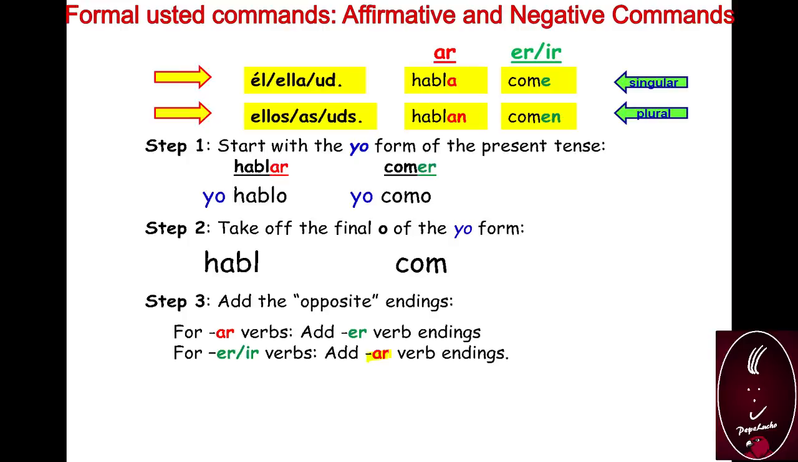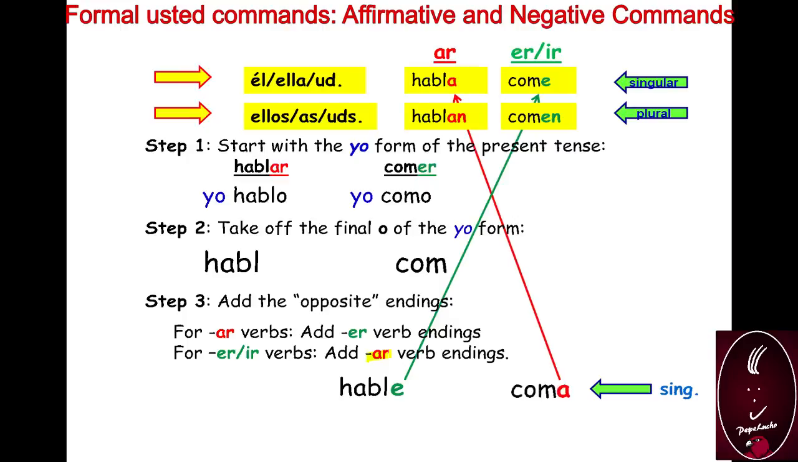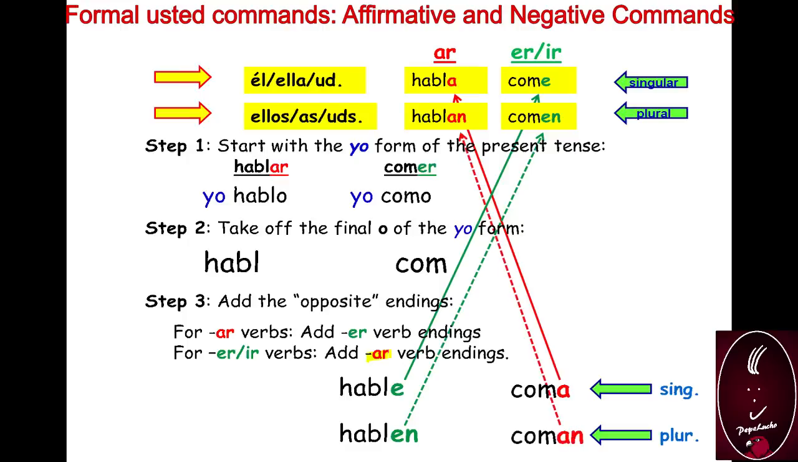For singular usted commands, for the verb hablar, we will have the singular command hable. For the verb comer, the singular command for the usted will be coma. For the plural commands, for the verb hablar, hablen. Comer, coman.